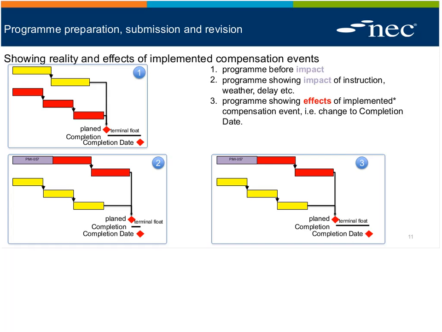So a program showing the effects of implemented compensation events would be to show the change to completion. If we go through 1, 2, and 3 briefly, we have a program. We have the same program in number 2, but with some sort of effect. It could be a weather effect. It could be a project manager's instruction. Just to pause us there, if we didn't show this in the next program submission and it was a reality, it happened, surely that wouldn't be a realistic program and therefore plan completion wouldn't be realistic. What we shouldn't do is show the effect of non-implemented compensation, which is therefore why completion date hasn't moved.